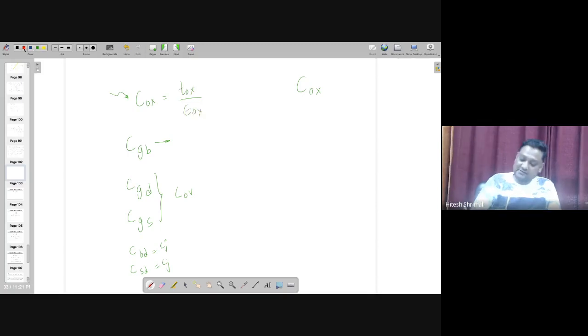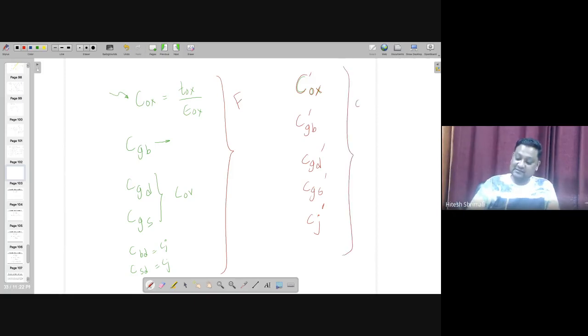But similarly, in many books, you will not see this one, but you will see something like this. There is one more notation where you have a prime on top of that. So COX prime, CGB prime, all these primed, both have some different units. The unit of this capacitance is farad. However, in this one, it's a capacitance per unit area.